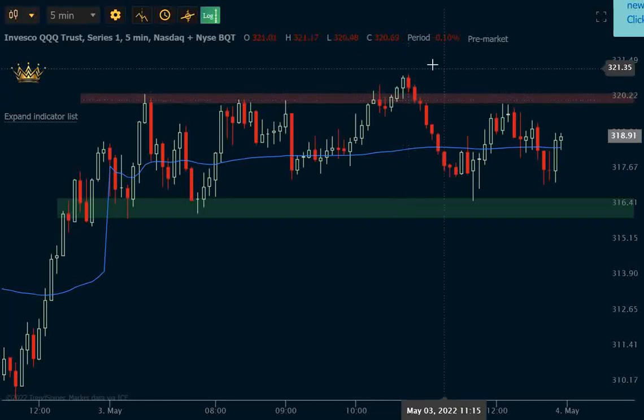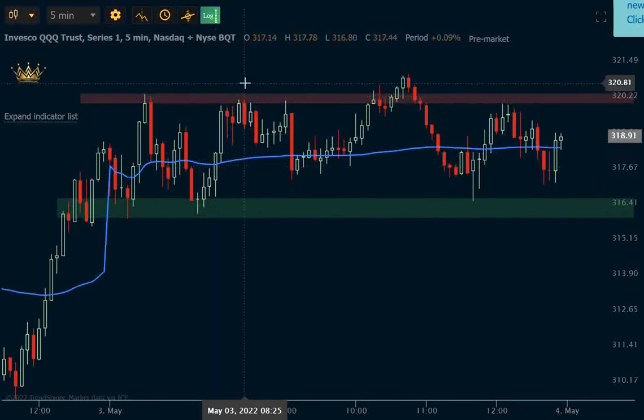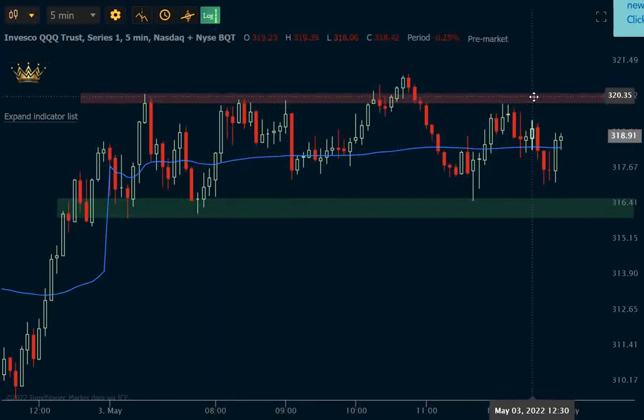All right, so ignore this one. Comes down to demand here. Wicks perfectly into it, and bounces to supply. That's another great trade right there. Great trade right here. Demand to supply, and then from supply, it closes down the day.